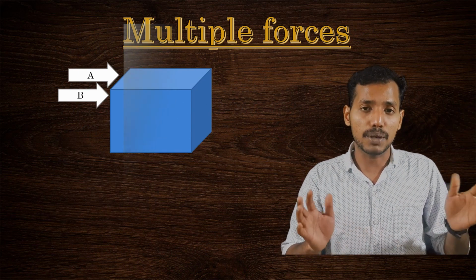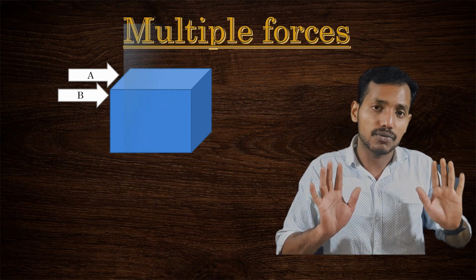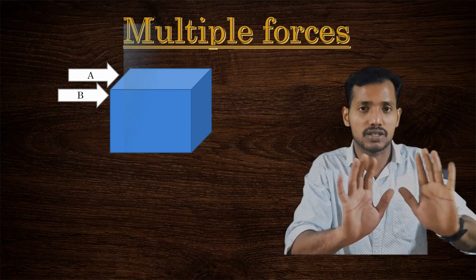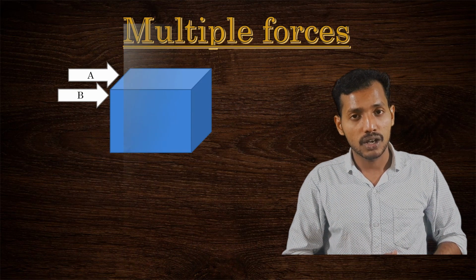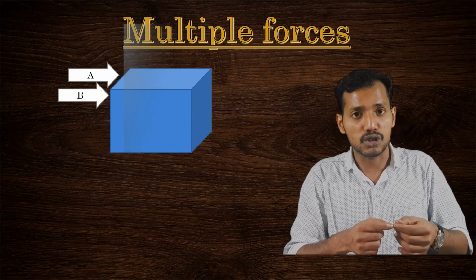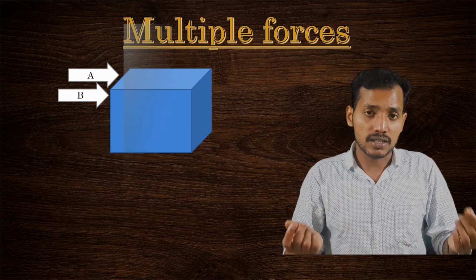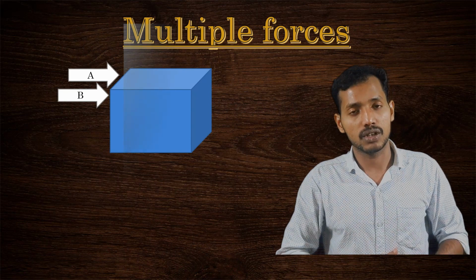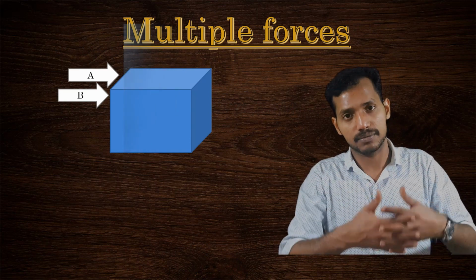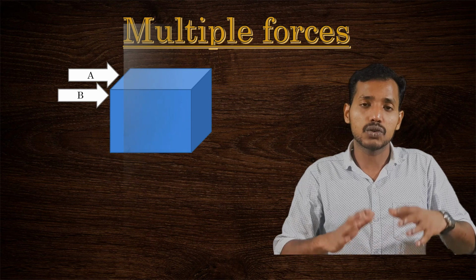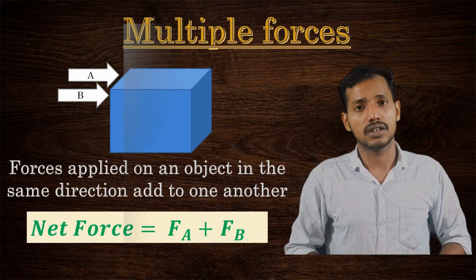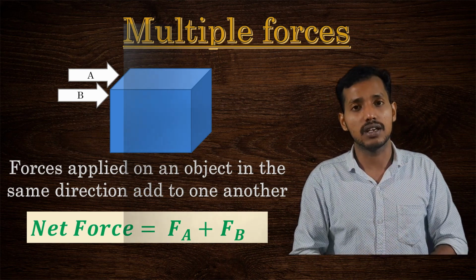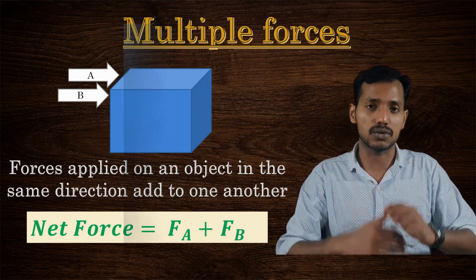So why are all these people trying to push the car from the backside, that means in the same direction? Because that results in the motion of the car. The reason is that when the individual forces are applied in the same direction, the forces get added. That means if two forces are in the same direction, the net force, or the resultant force, or the effective force, is the sum of the individual forces.